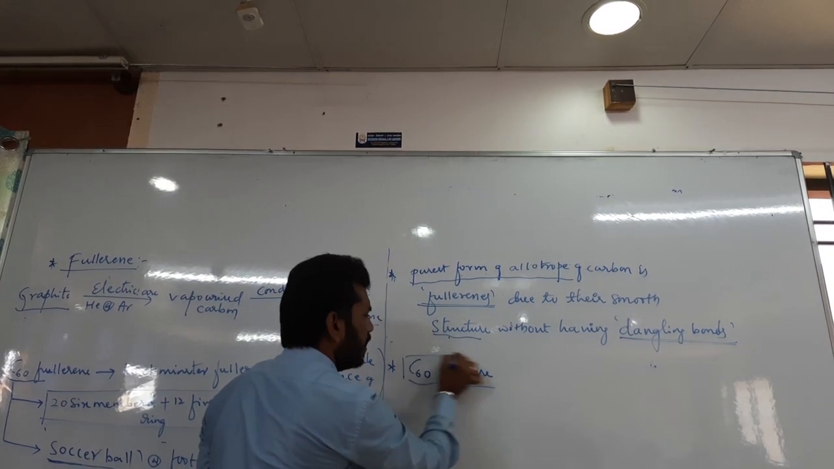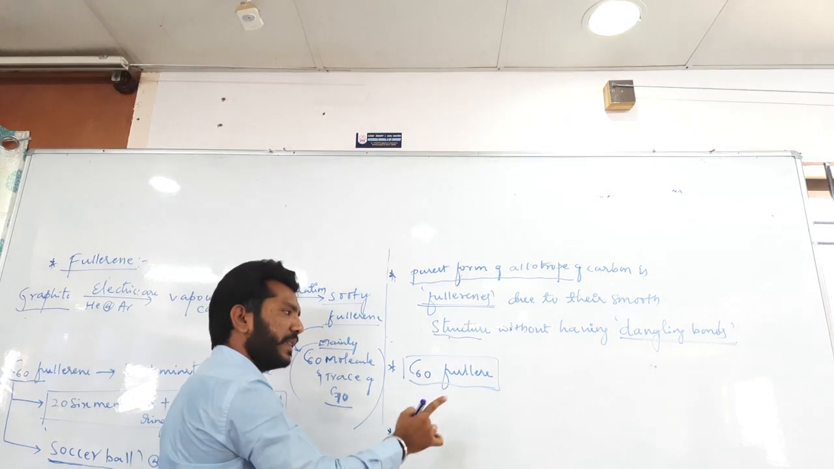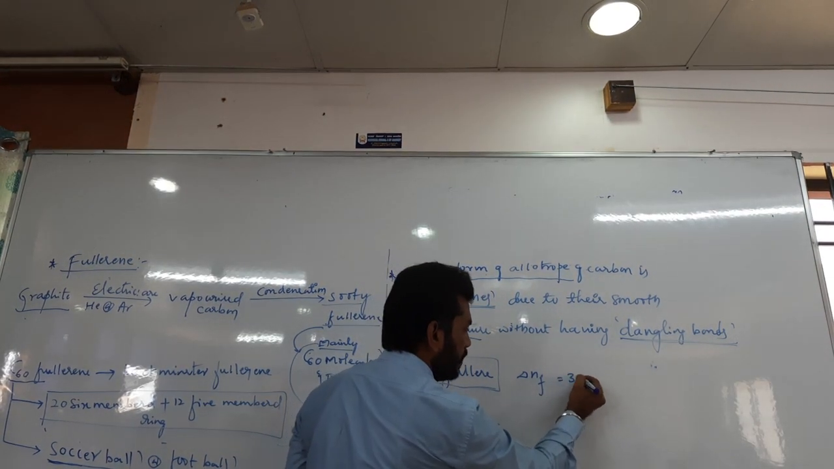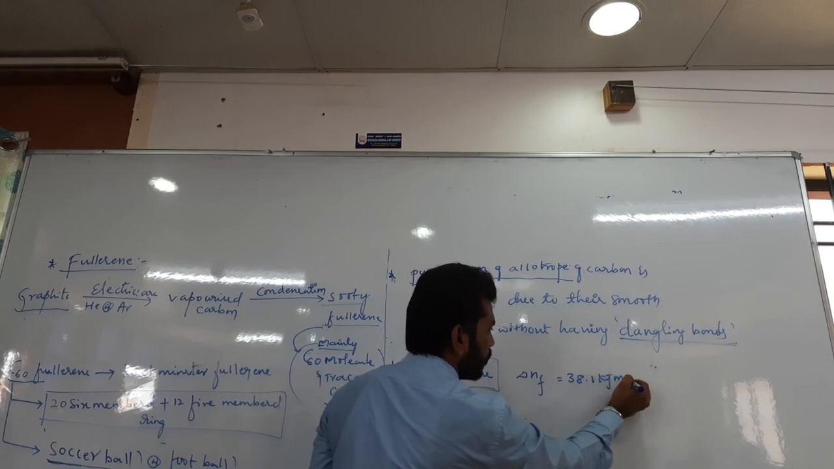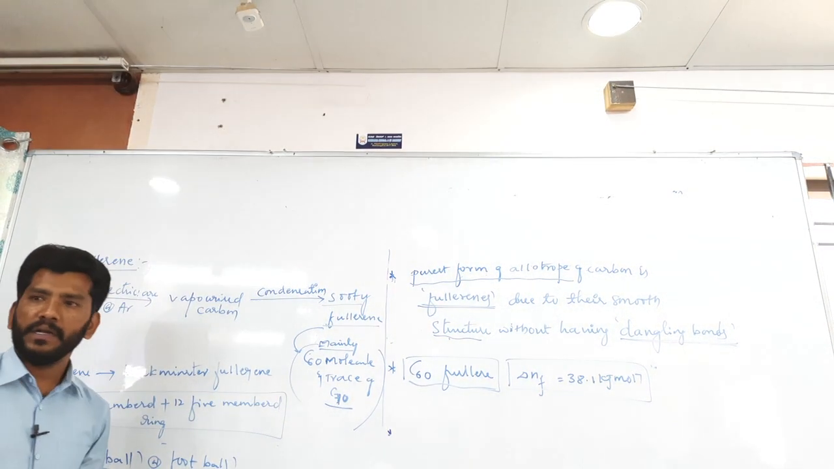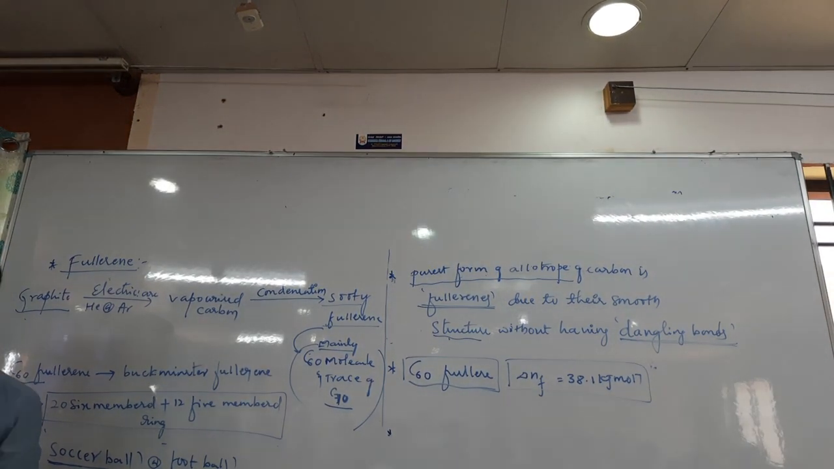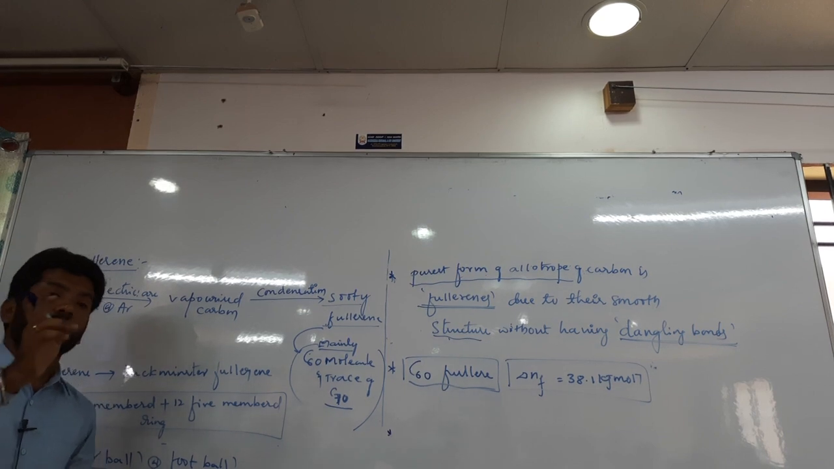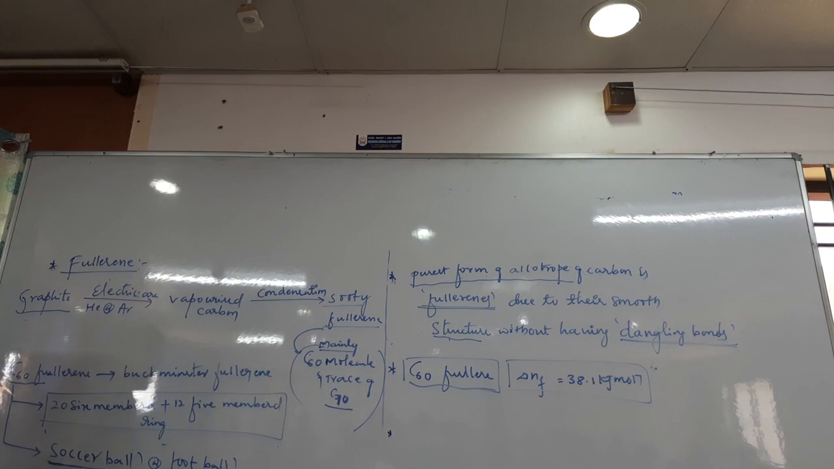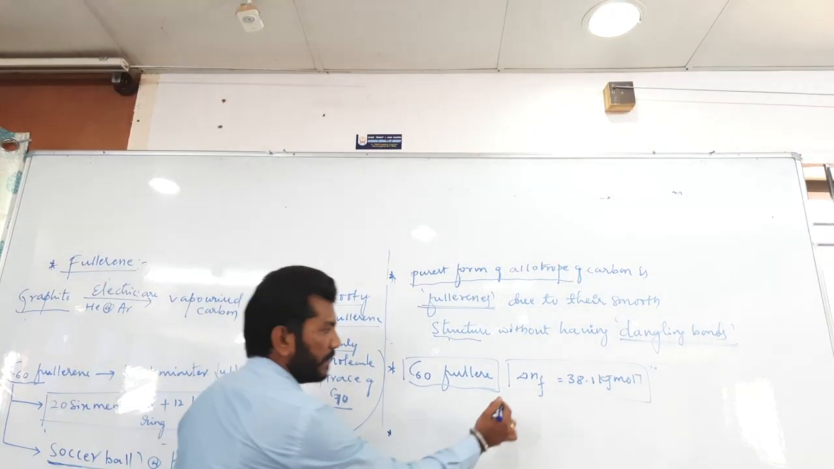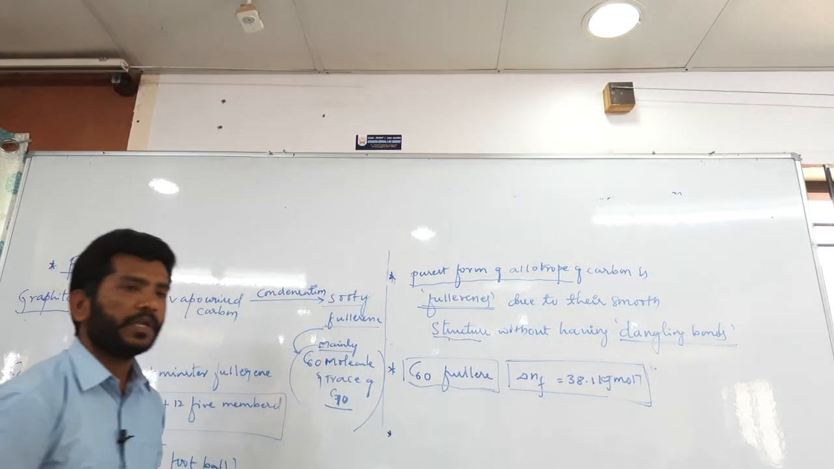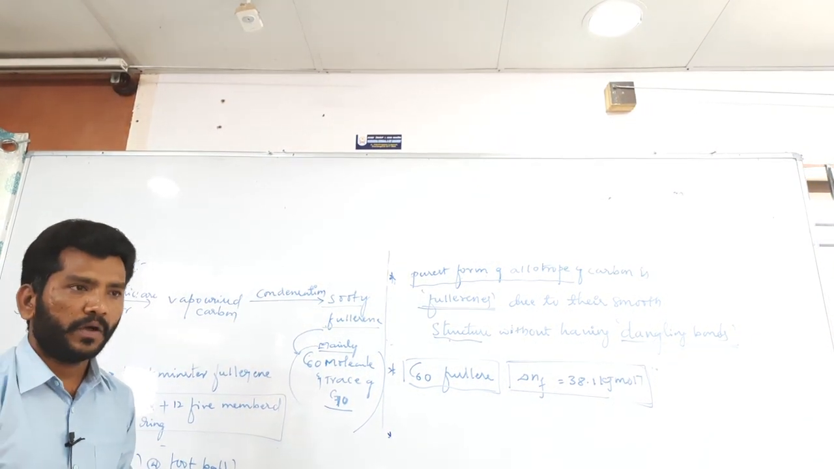Okay, so mainly when we say fullerene, we consider this, so they have given its enthalpy value. Okay, so the enthalpy of formation of fullerene is 38.1 kilojoule per mole, whereas diamond is 1.9, and graphite is 0. Okay, so this is the enthalpy of formation. So fullerene is 38.1 kilojoule per mole itself. Okay?